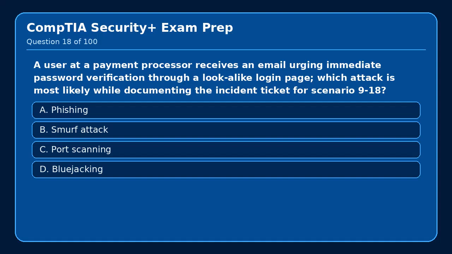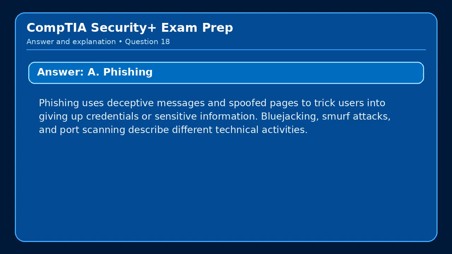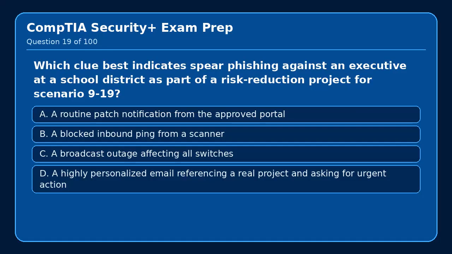Question 19. Which clue best indicates spear phishing against an executive at a school district as part of the risk reduction project for scenario 9 to 19? A. A routine patch notification from the approved portal. B. A blocked inbound ping from a scanner. C. A broadcast outage affecting all switches. D. A highly personalized email referencing a real project and asking for urgent action. Take a moment to choose your answer.